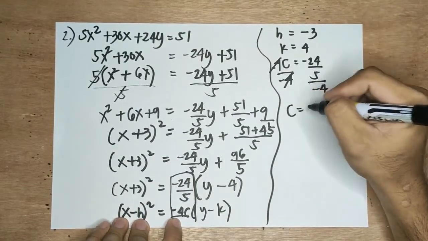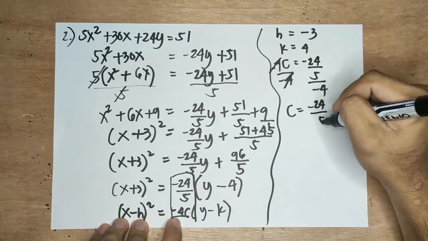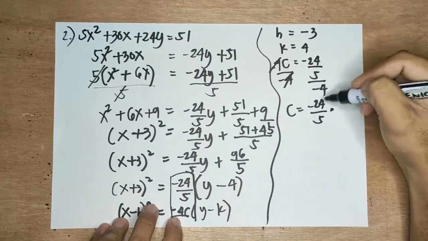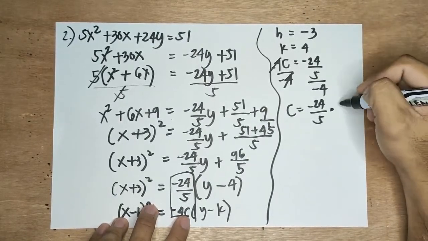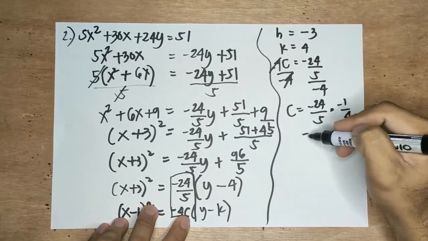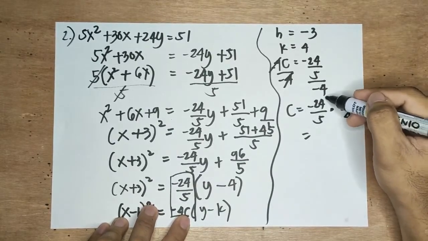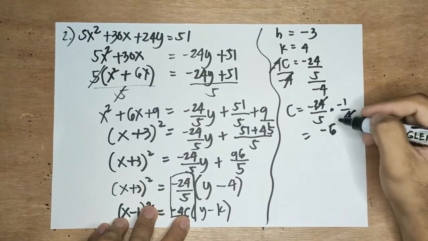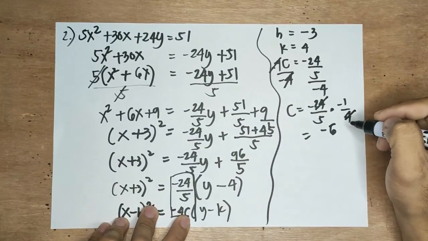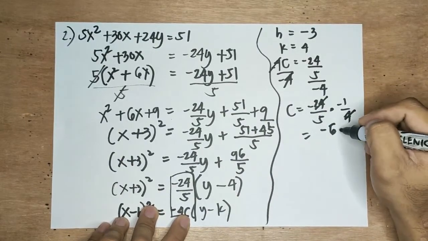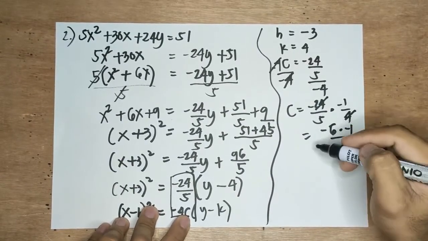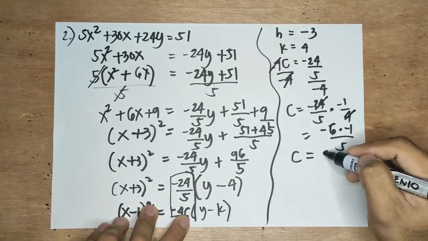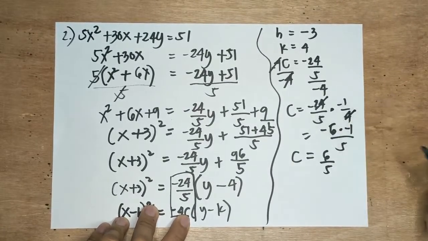So, we have c is equal to negative 24 over 5 times the reciprocal of negative 4, which is negative 1 all over 4. This will be negative 24 divided by 4 is negative 6. Then times negative 1 all over 5, that is, the value of c here is 6 all over 5.